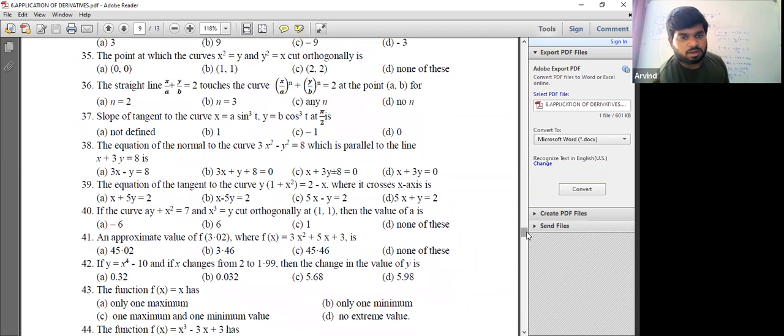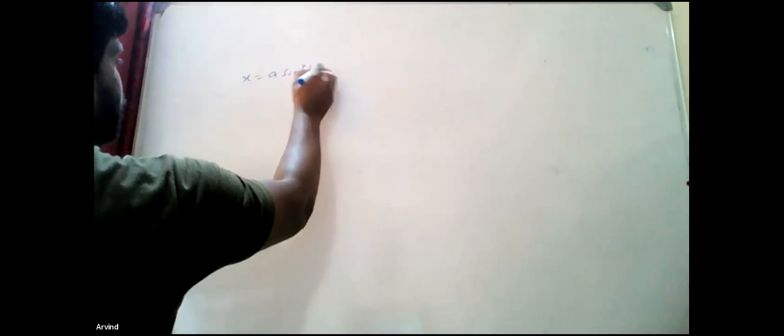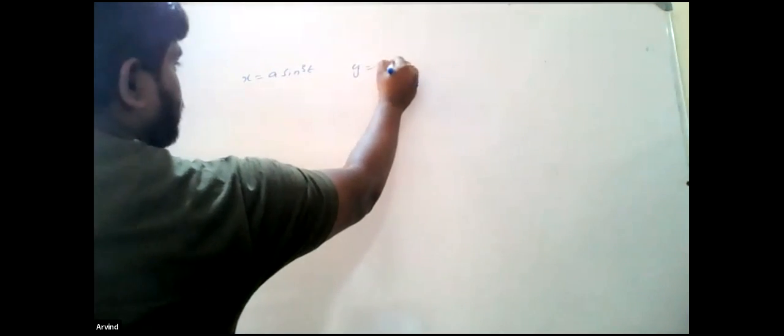Slope of the tangent to the curve x is equal to a sin cube t, y is equal to b cos cube t at pi by 2. So again, this is a very simple one. X is equal to a sin cube t, y is equal to b cos cube t.